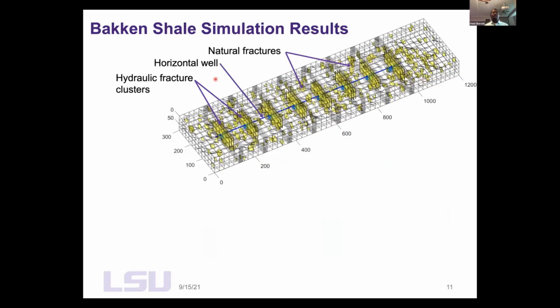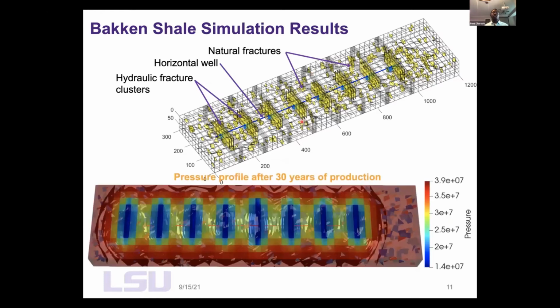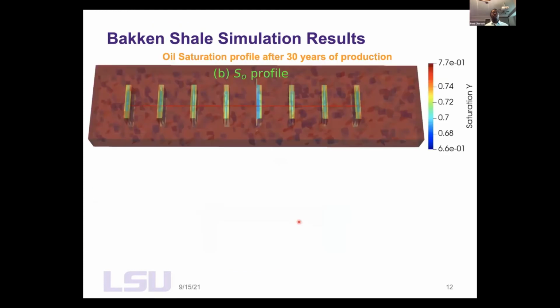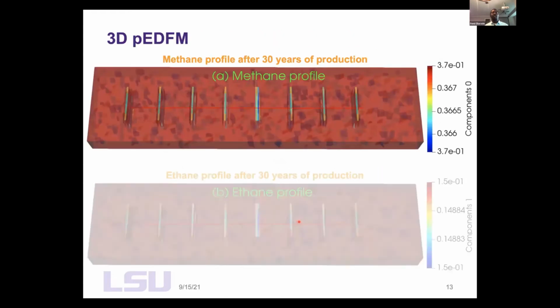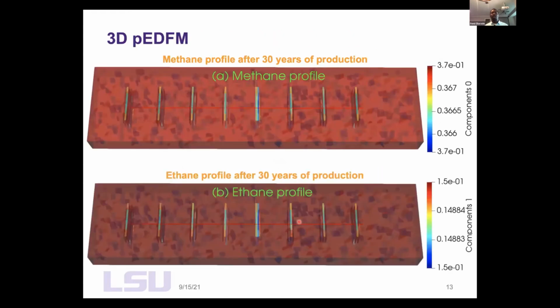In the demo session, I'm going to talk about this. This is the same mesh from the beginning, where we're able to simulate it for 30 years. This is a pressure profile we created using ParaView after 30 years of production. Oil saturation profile, water saturation profile at the same time. Methane, ethane, just two out of the different compositions to show that it's a compositional simulation, and we have the natural fractures in there.